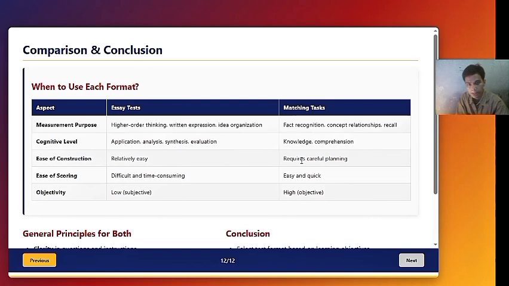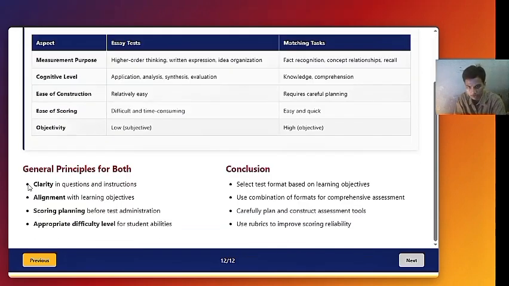And then for scoring, the essay test is difficult and time consuming because you need a scoring rubric, and students' answers may vary. While the matching task is easy and quick because it is already planned, so it's highly objective. And then lastly, objectivity. The essay test, as I said, is slow and subjective because the answers vary, and the matching test is highly objective because it is already planned. This is the general principle for both: clarity in question and instruction, alignment with learning objectives, scoring planning before test administration, and appropriate difficulty level.